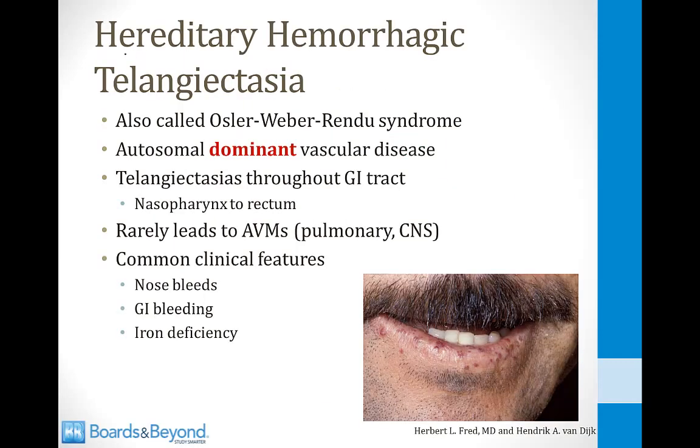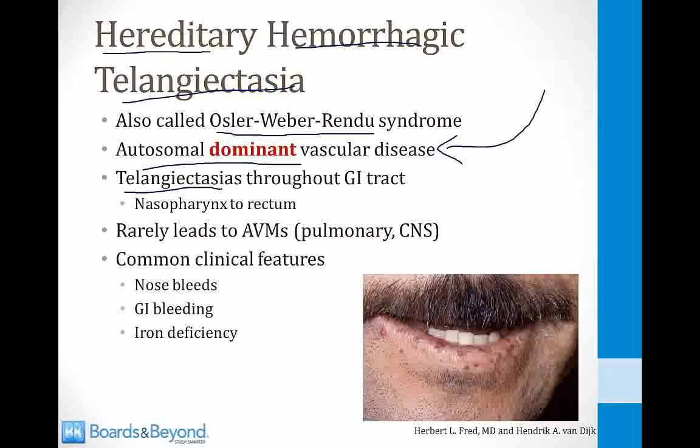There's a rare inherited syndrome called hereditary hemorrhagic telangiectasia. It's also called Osler-Weber-Rendu syndrome. And in this syndrome, patients develop multiple dilated capillary beds in their GI tract that resemble the angiodysplasia we looked at on the last slide. This is an autosomal dominant vascular disease, and relatively few disorders are autosomal dominant, so whenever you see one, you should take note. Most disorders are autosomal recessive. And these patients develop telangiectasias throughout the GI tract, anywhere from the nasopharynx to the rectum.